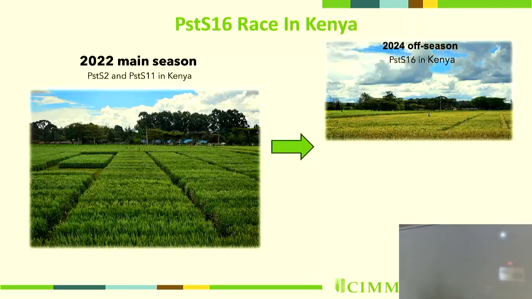And then in 2023, sorry, not 24. That was the main season, and in only a matter of 6 months, you could see that the field became all yellow. Most of the CIMMYT germplasm, I would say about 40 to 50%, became susceptible to this race in Njoro, Kenya.